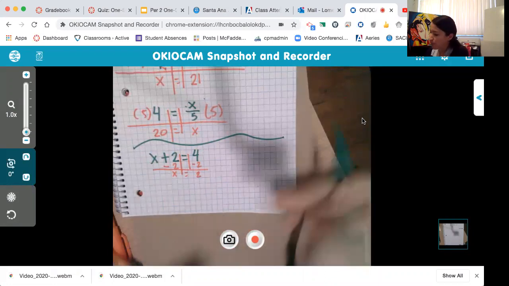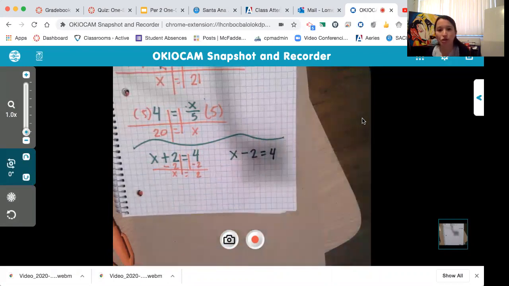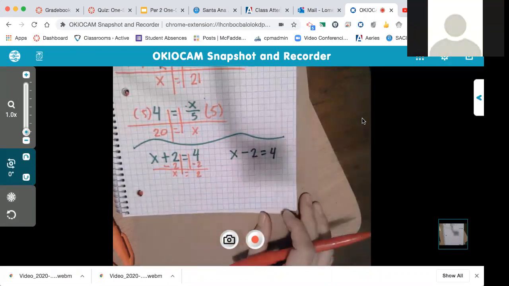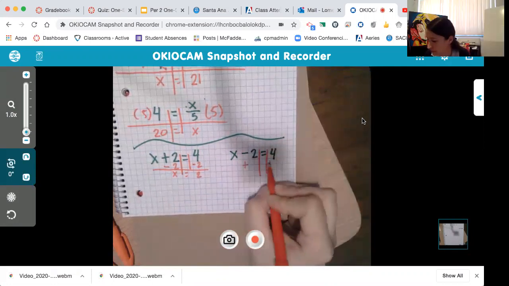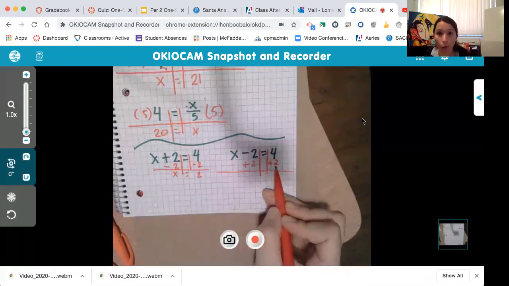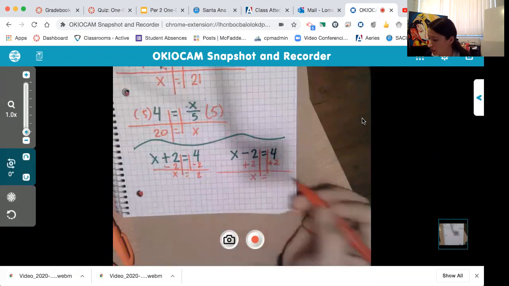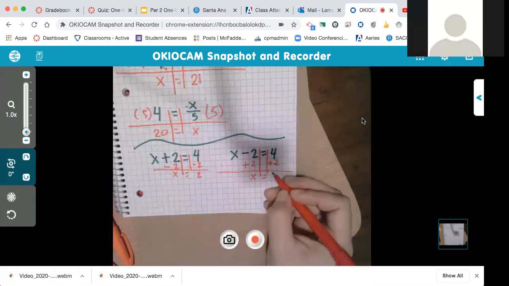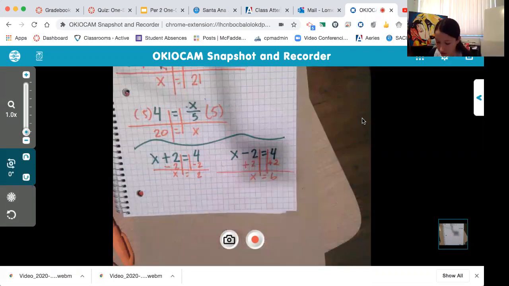Okay, what if it's x minus 2 equals 4? How would you show me work? Add. What number? 2. So notice that I'm putting plus 2 on both sides. So I'm left with x equals, what's 4 plus 2? 6. Done. So when you have a problem that has a minus, you're going to do an addition sign.